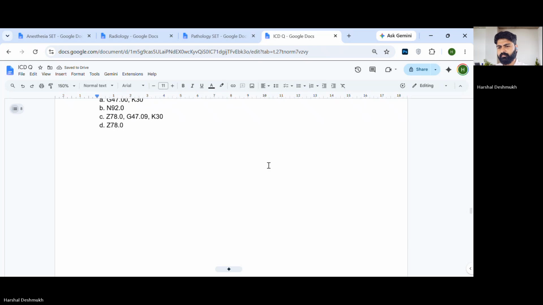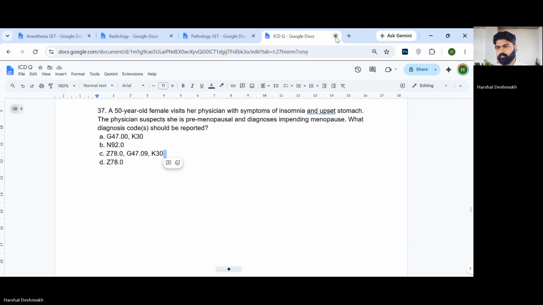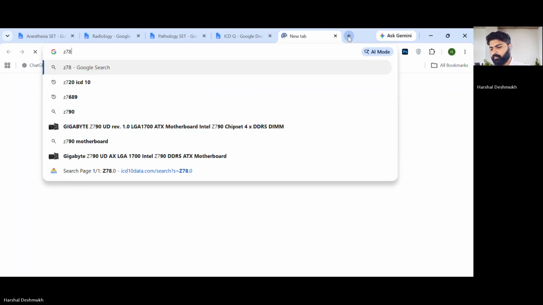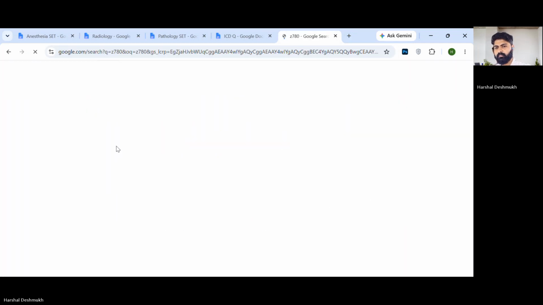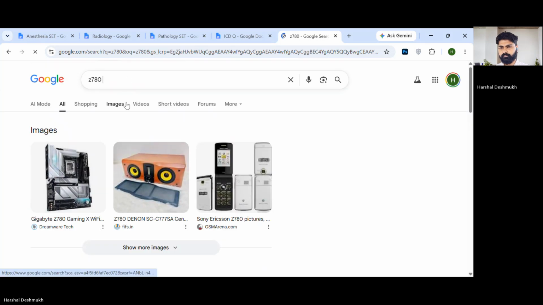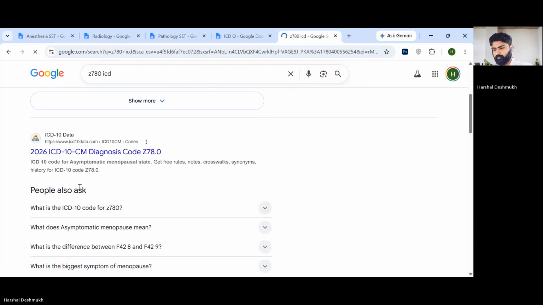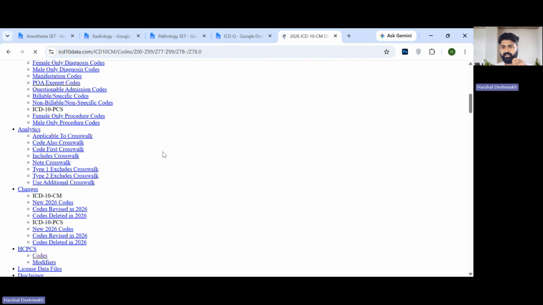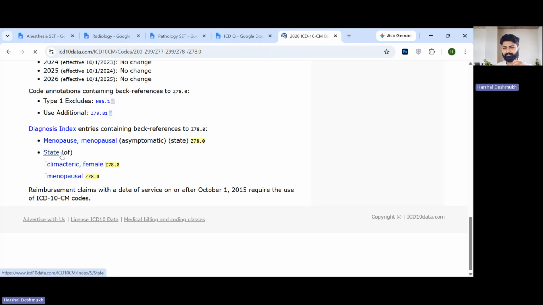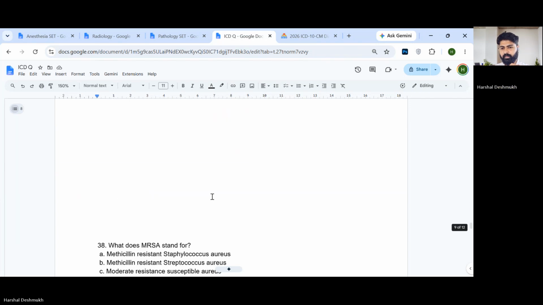Z78.0. Let me check. Impending menopause, state of menopause. Yeah, I mean, it can be led to this code. Moving on to the next one.